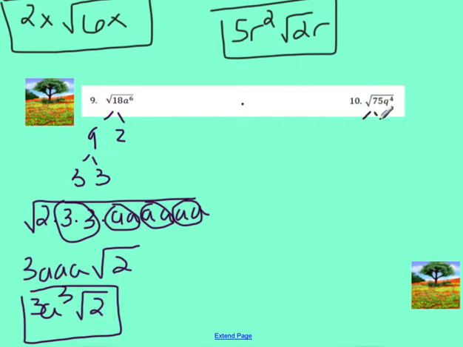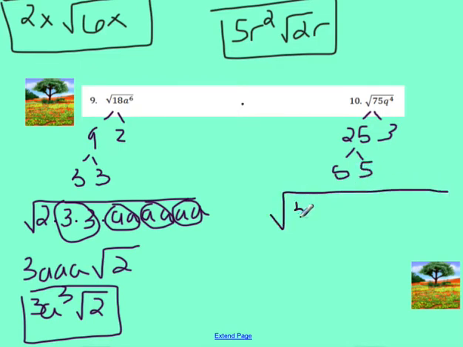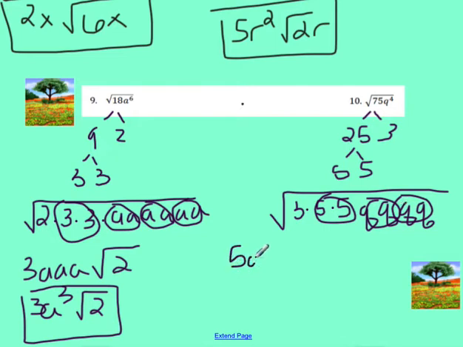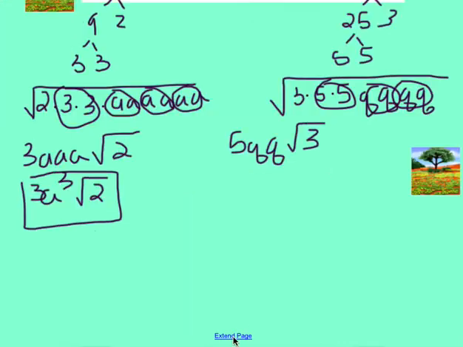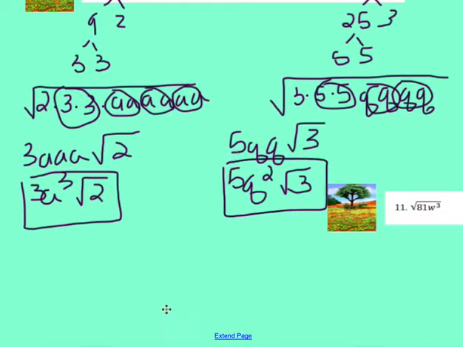Let's take a look at number 10. How do you split up 75? Well, 75 divides out into 25 and 3. 25 you can break down to 5 and 5. So then underneath the radical you have 3 times 5 times 5, and then you're going to have 1, 2, 3, 4 q's. So we have 1 pair of 5's and then 2 pairs of q's. So I'm going to write my 1 pair of 5's on the outside, then I have a pair of q's, and then left underneath the radical is just that 3. Well, q times q is going to be q squared, so 5q squared times the square root of 3. So that right there is your final answer.